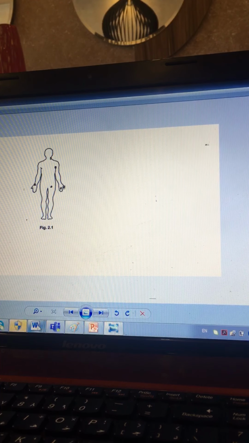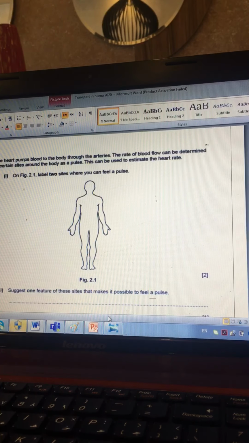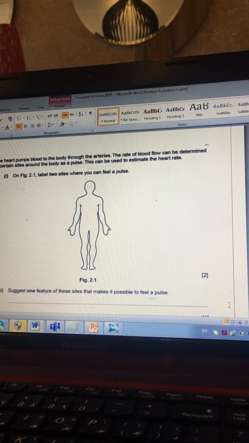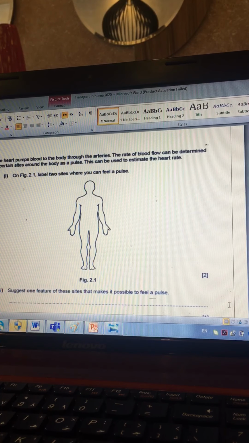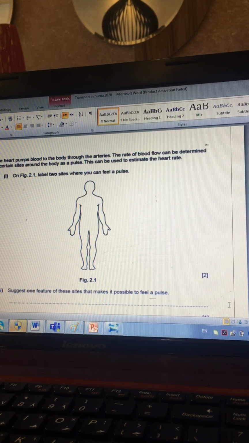Okay, now the question says, suggest one feature of these sites. Very important to know why we can feel the pulse of these sites. We can feel the pulse because the blood passes through arteries that carry high blood pressure against bone. We press it against something which is bone or tendon, and these arteries are near the surface of the skin. They are not deep, so we can feel the blood passing through them, and then we can feel the pulse. So these are the main criteria for these areas.